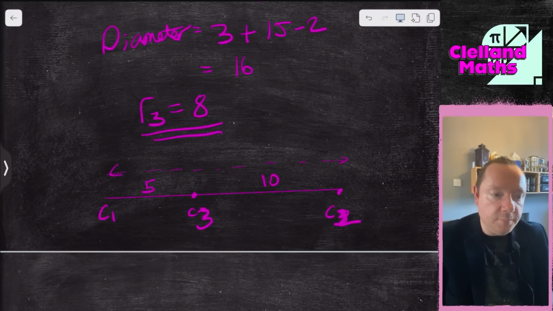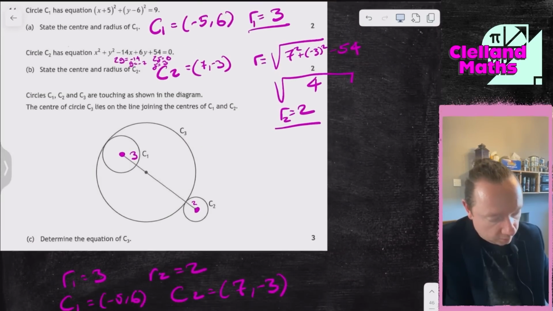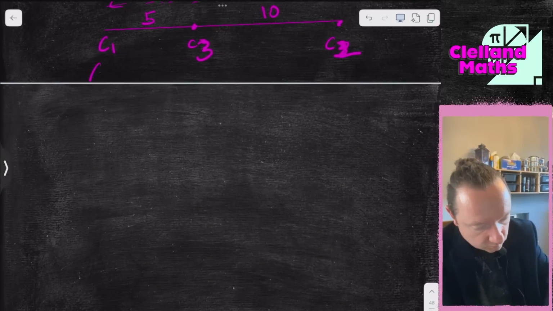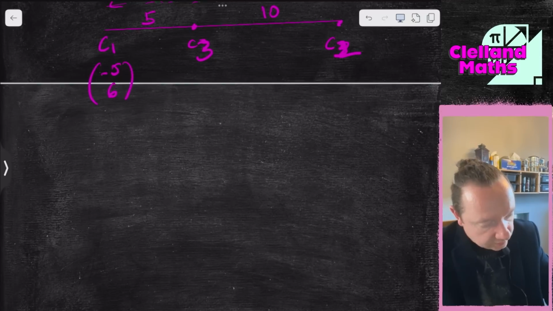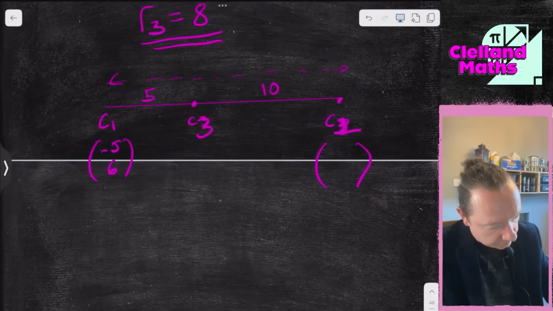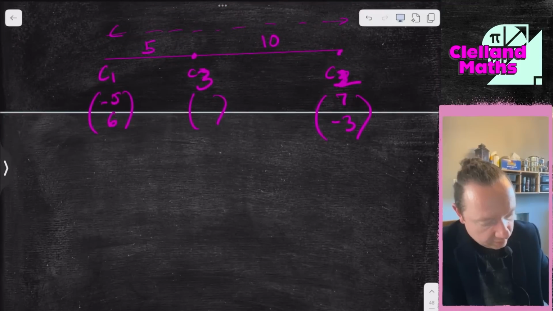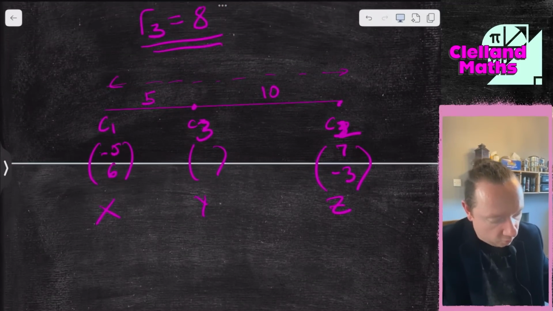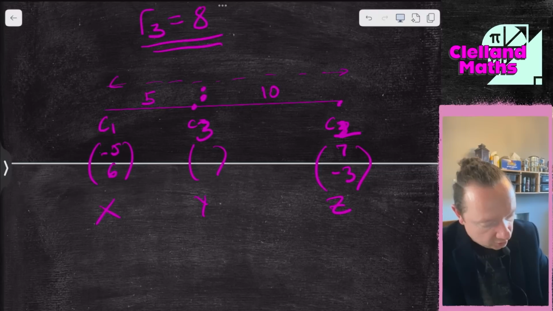So now that we've got that, we can just use vectors to work out our centre. Now you can use the section formula, but I don't like the section formula, so I'm just going to use vectors. C1 was (-5, 6), and C2, sorry, was (7, -3). And I want to work out this one, so let's call that x, y, z for the sake of it. Then I know that if that's 5 to 10 as a ratio, I can simplify that to 1 to 2.